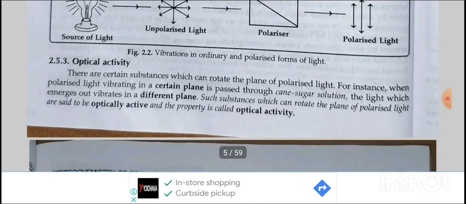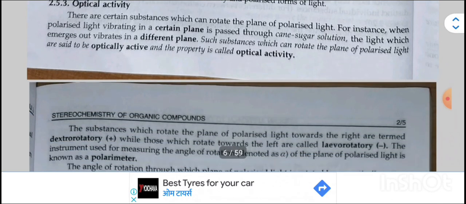Optical activity. There are certain substances which can rotate the plane of polarized light. For instance, when polarized light vibrating in a certain plane is passed through cane sugar solution, the light which emerges is vibrating in a different plane. Such substances which can rotate plane polarized light are said to be optically active, and the property is called optical activity.